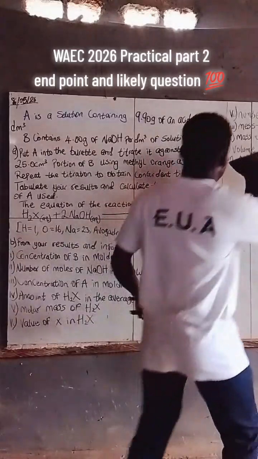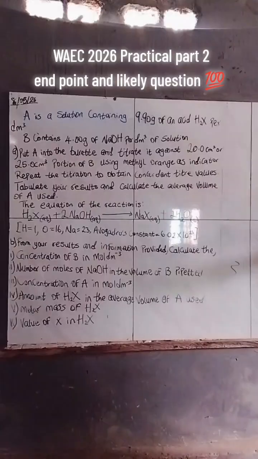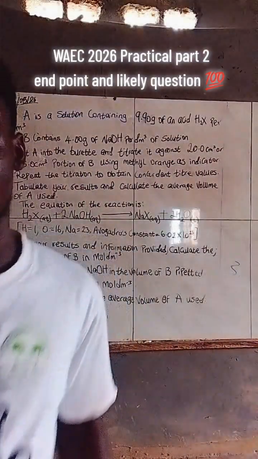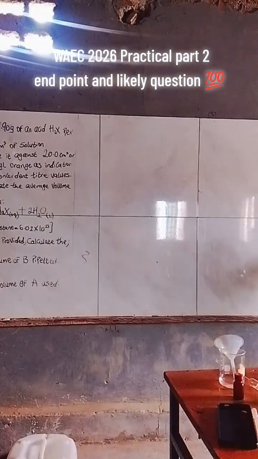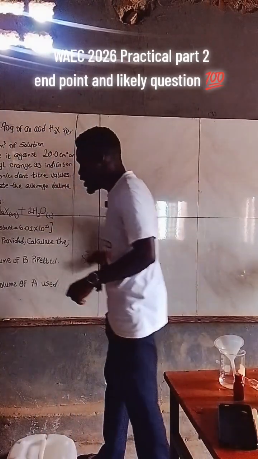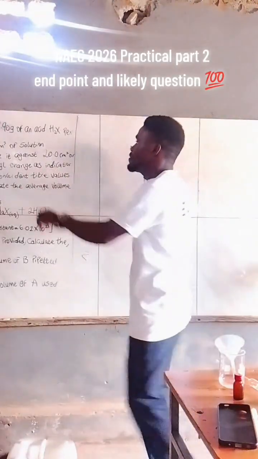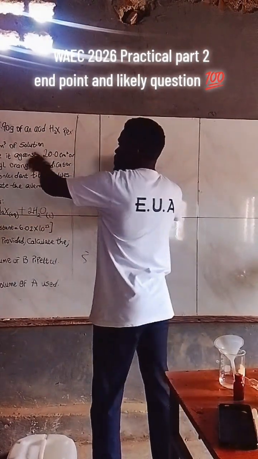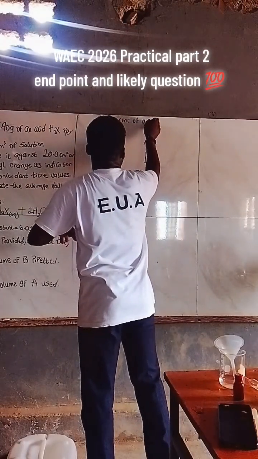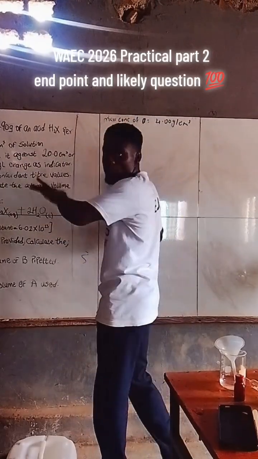So let me raise this side, then come to this side. We use the mass concentration of B to find the molar concentration of B in moles per dm cube. From the question itself, they have given us the mass concentration of B, which is 4.00 gram per dm cube.